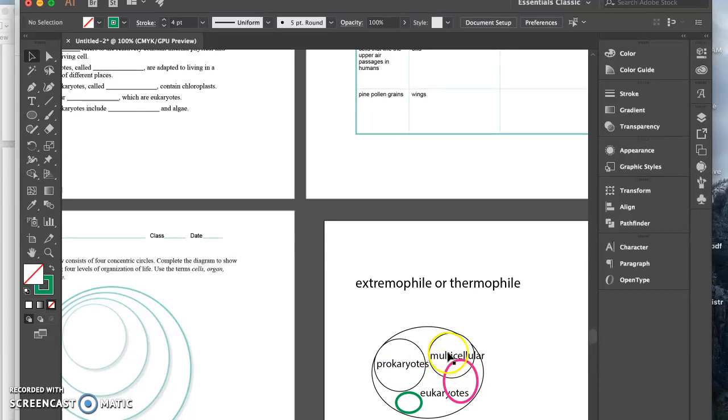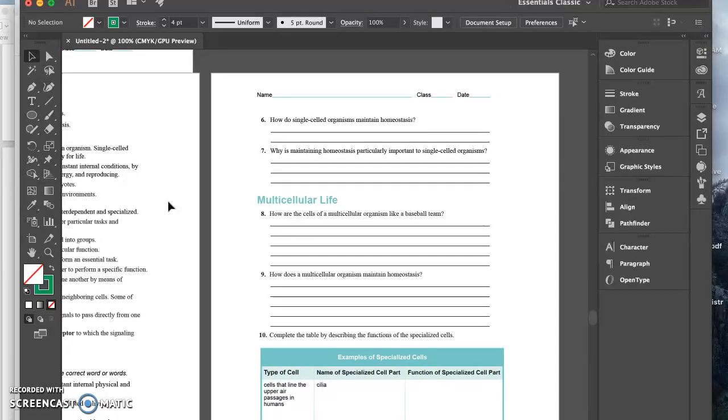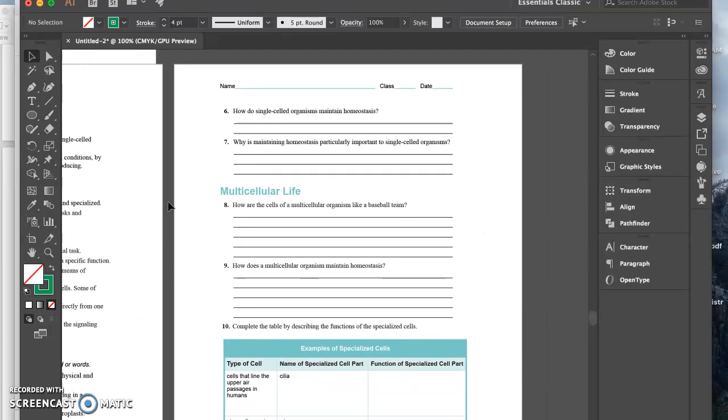Some of them are multicellular, which is this circle. Some of them are not, which is this, whatever shape this is. Then we have the yeast, which are all eukaryotic, some multicellular, some not. And this green circle is the protists, and none of them are multicellular. All right. Let's go on to page 2.